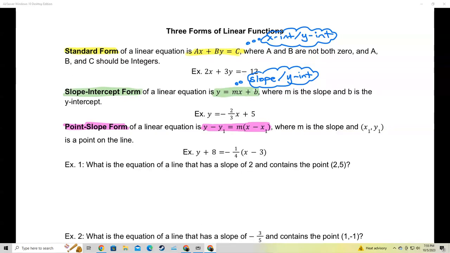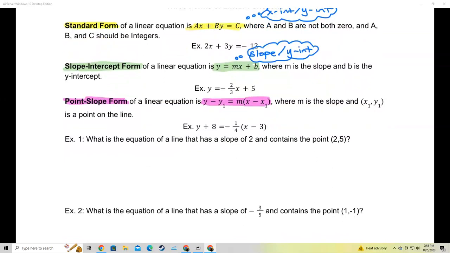Okay, so here is the first example. What is the equation of a line that has a slope of 2 and contains the point 2 comma 5? Now, because they gave me a slope and they gave me a point, I'm going to start by putting this in point slope form just because they want an equation, okay? But honestly, guys, most of the time they're going to ask it in y equals mx plus b form. So we're going to change it to y equals mx plus b form.